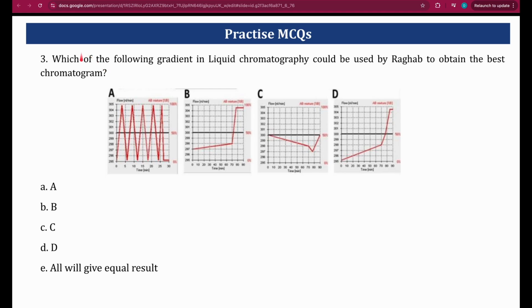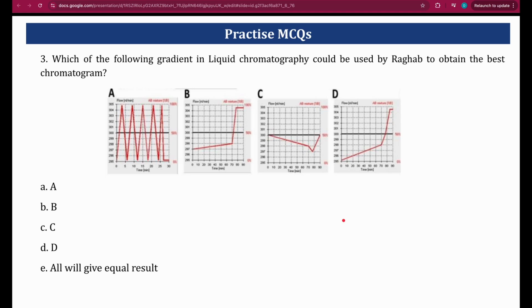Now let's look at the third question. Which of the following gradients in liquid chromatography could be used by Raghav to obtain the best chromatogram? Those 3 chromatograms we have seen. So what should be the gradient which he should use? The given graphs are A, B, C and D, and you have to select one among them. Before answering it, let's look at what it means.